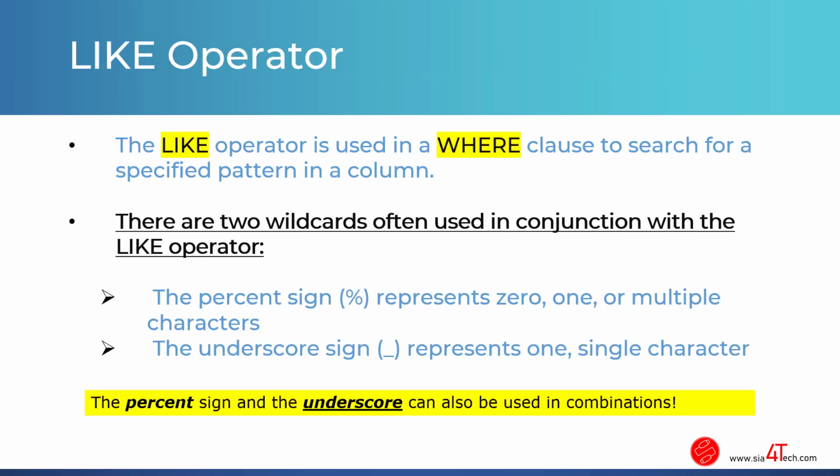The LIKE operator is used in the WHERE clause to search for a specified pattern in a column. We have two wildcards which can be used with the LIKE operator: the percentage sign and the underscore sign. The percentage sign represents zero, one or multiple characters, while the underscore sign represents only one character. So let's jump into SQLite Studio and see how to use LIKE and the wildcards.